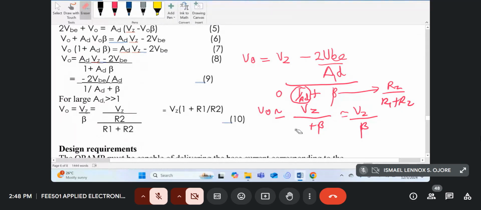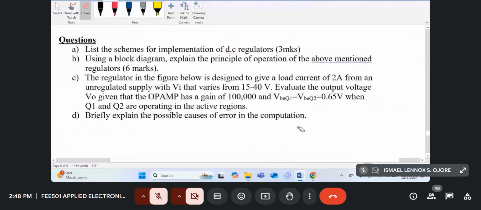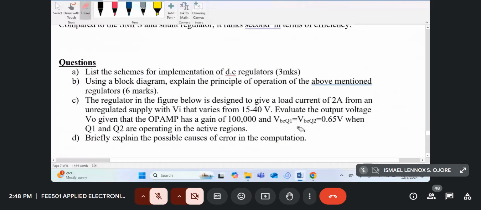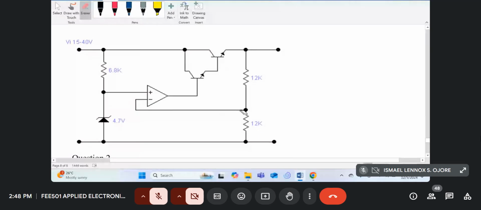So we just use the values. What values are we given here? You can see here, we're told AD is 100,000. And where's the circuit? Oh, the circuit is down here. Okay, the circuit is down here.